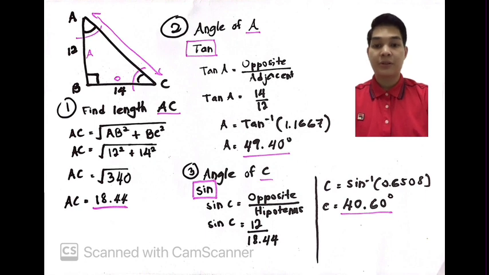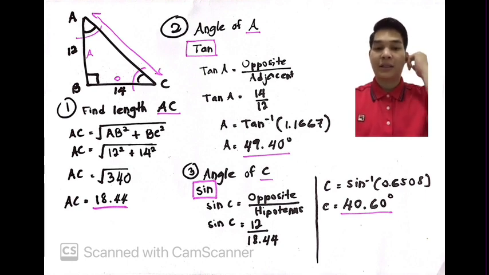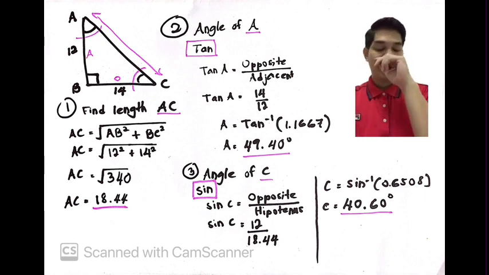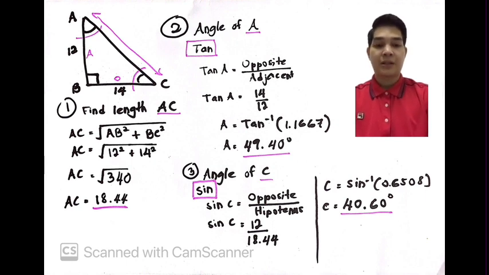And the second thing is to find the angle of E. E is the top of the building, so we use tangent. As you can see, tangent E equals opposite over adjacent. So getting the formula, tangent E equals 14 over 12. So we move the tangent to the inside, so we get inverse tangent of 1.16667. So the answer we get for angle E is 49.40 degrees.